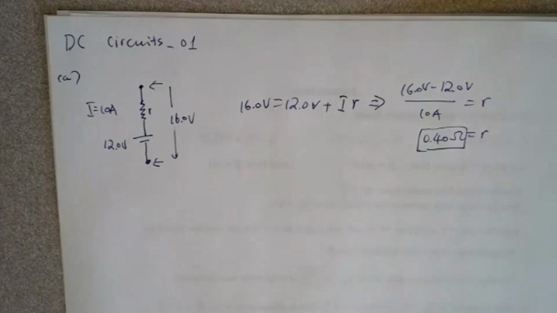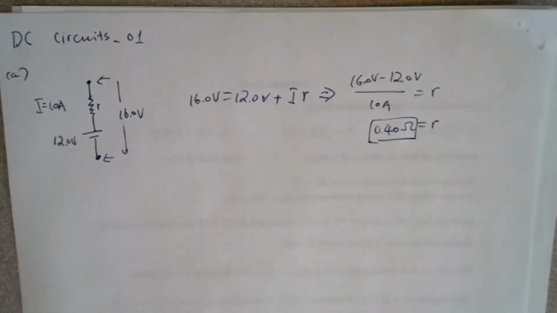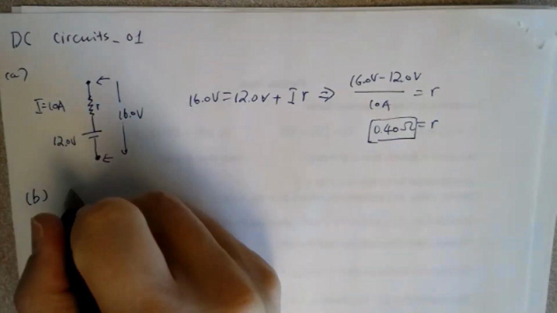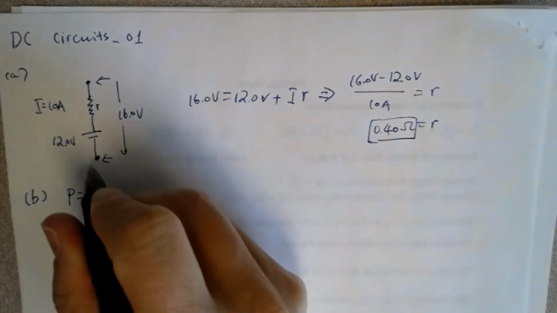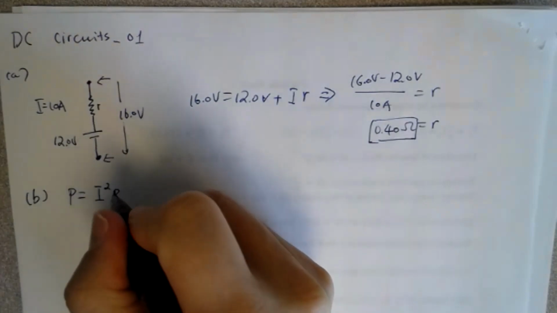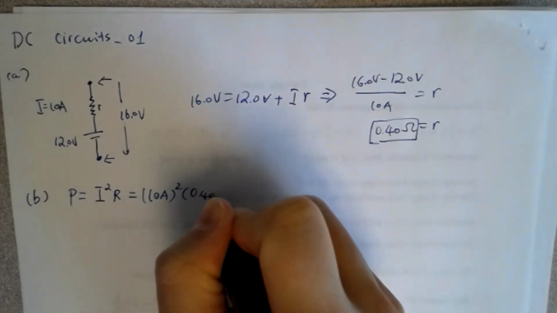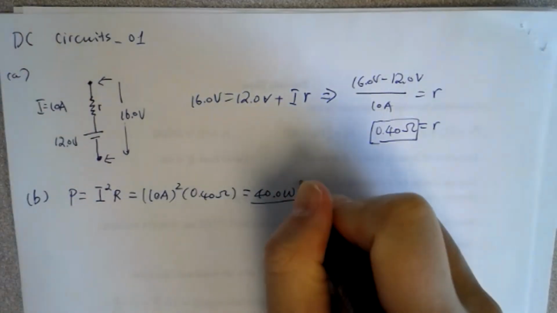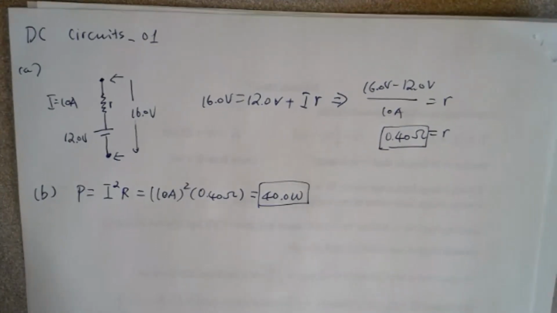Now part B: what power is dissipated in the battery? The power dissipated on a particular element can be calculated using one of the equations: P equals I times V, or I squared R, or V squared over R. In this case, we have I and R, so we can just use I squared times R. It's 10 amps squared times 0.40 ohms, the resistance we just calculated. So it's 14.0 watts. As you charge it, the power dissipated in the battery is that much.